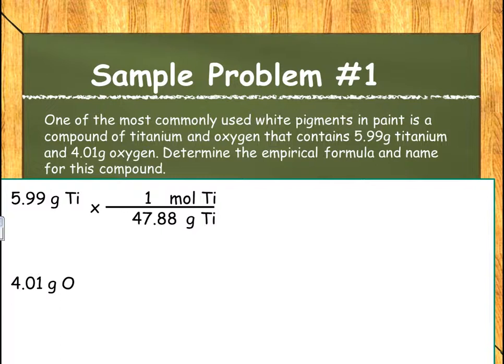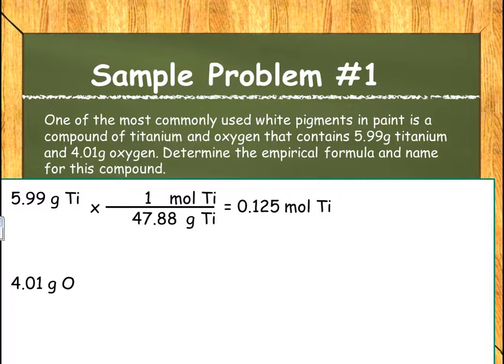Now, you're going to multiply across, and I'm going to divide 5.99 divided by 47.88. When I do so, I get 0.125 moles of titanium. I don't want to worry about stick figures right now, but perhaps. Okay, but you have 4.01 grams of oxygen.